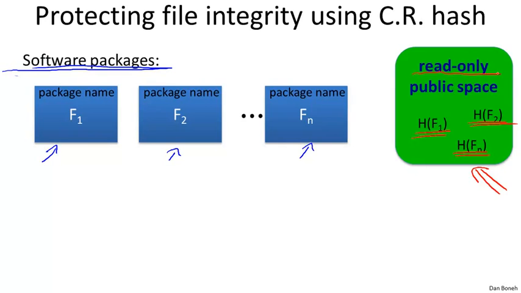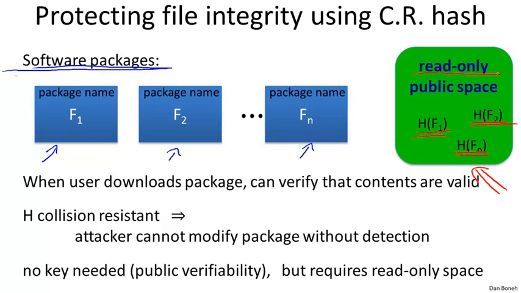And then once he consults this public space, he can very easily compute the hash of a package that he downloaded, compare it to the value in the public space, and if the two match, then he knows that the version of the package he downloaded is in fact a correct one. Why is that true? Well, because the function H is collision resistant, the attacker cannot find an F1 hat that would have the same hash as F1. And as a result, the attacker cannot modify F1 without being detected, because there's no way that the hash of his F1 hat would map to the value that's stored in the public space.